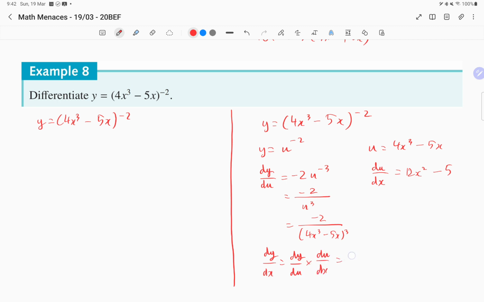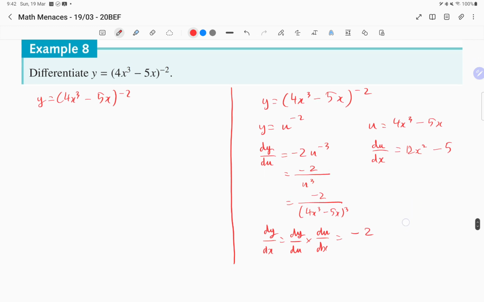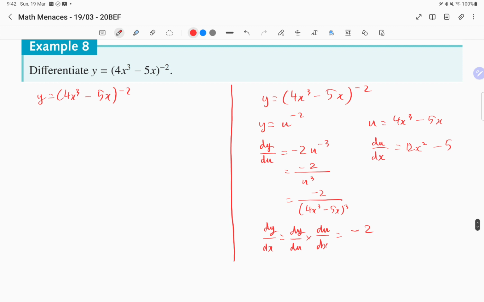Do you have to simplify it all the way? Which one? If you're doing it in function notation, you do need to simplify. Normally they convert negative power to positive power.